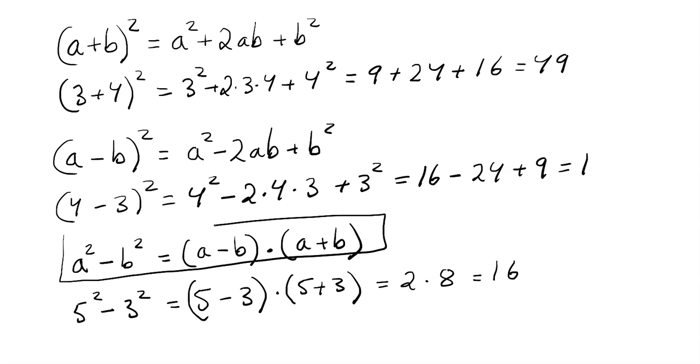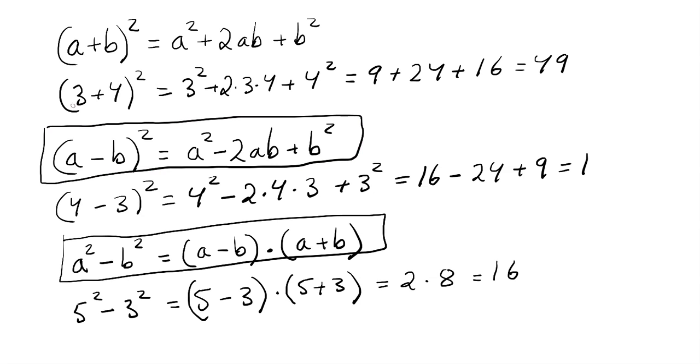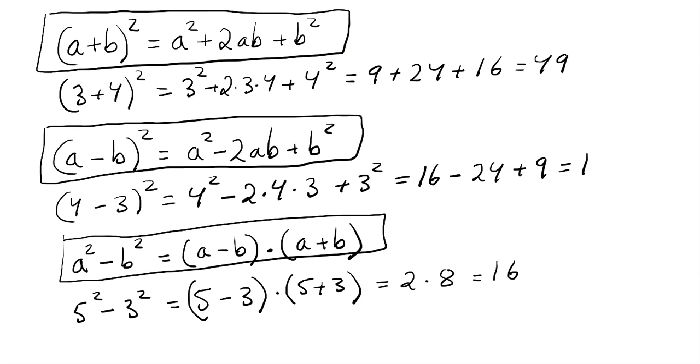So this is the formula for difference of two squares. This is the formula for squaring a difference. And this is the formula for squaring a sum. All these three formulas actually follow from the rules we have seen before. But it is handy to have a shortcut like this to write the formulas directly.